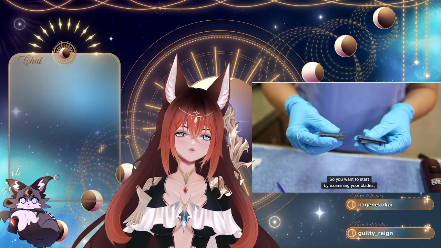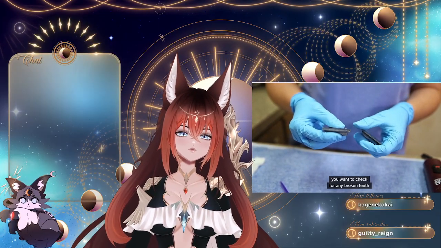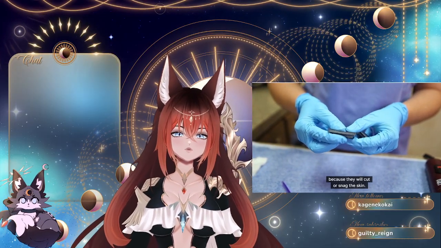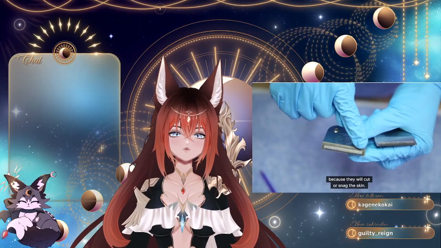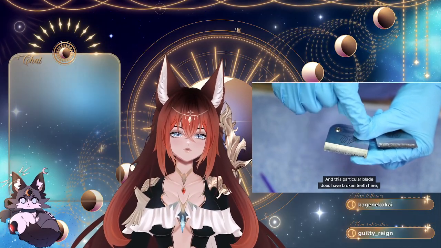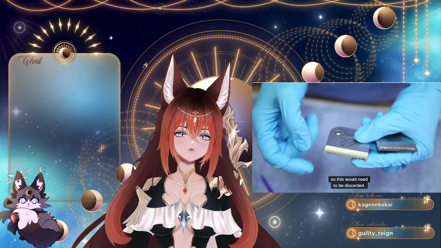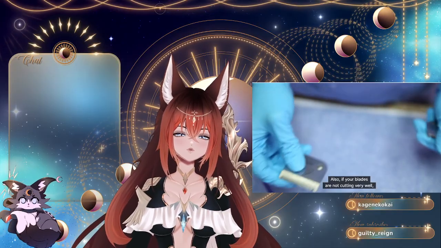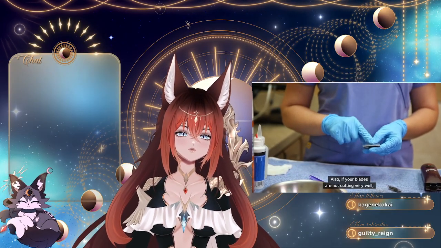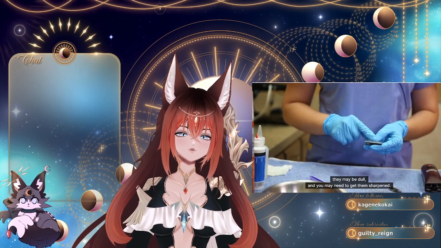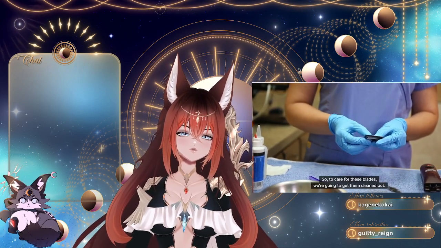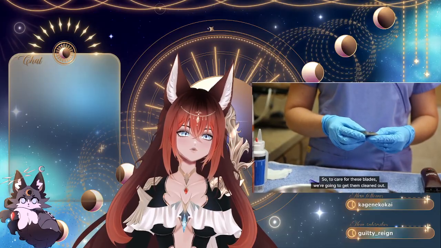So you want to start by examining your blades. You want to check for any broken teeth because they will cut or snag the skin. And this particular blade does have broken teeth here, so this would need to be discarded. Now also, if your blades are not cutting very well, they may be dull and you may need to get them sharpened. So to care for these blades, we're going to get them cleaned out.